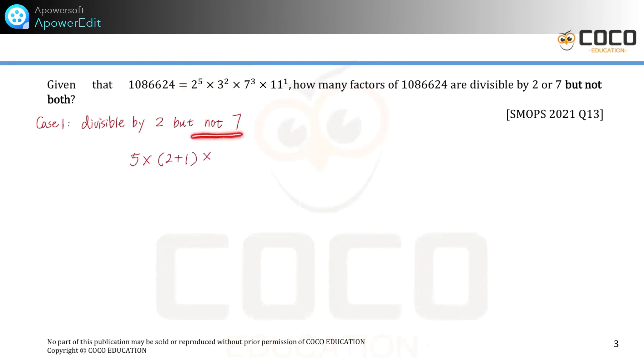Now, this is not divisible by 7, so it does not contain a factor of 7. For the factor of 7, there's only one way. We choose 0 of them, 7 to the power 0, that's just 1. For the factor of 11, there are 2 ways of choosing it, either choose 0 or choose 1, so that's 1 plus 1, 2 ways. Now we multiply everything together. It equals 5 times 3 times 1 times 2 equals 30. That's for case 1.